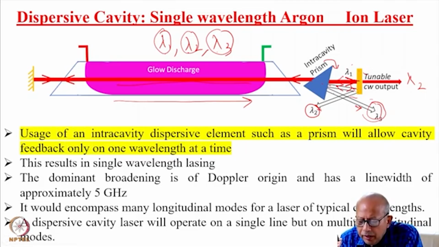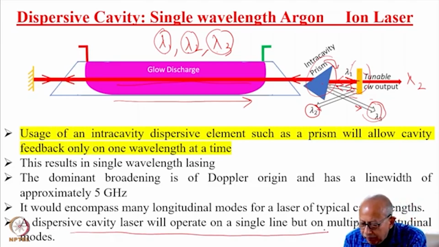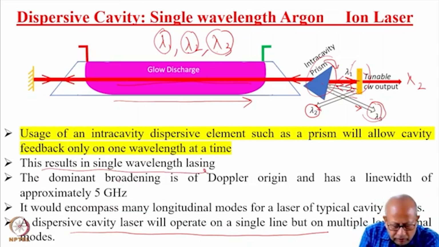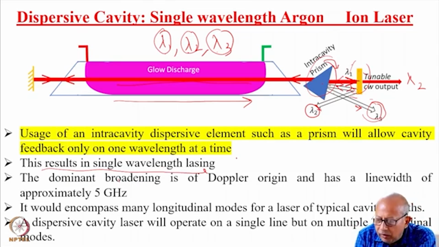So this way you can actually tune either the output mirror or the dispersive element and make the laser emit on different wavelengths on which you have established gain as the result of pumping the medium. Thus, a dispersive cavity laser will operate on a single line. So in a dispersive cavity, you will get a single wavelength laser.